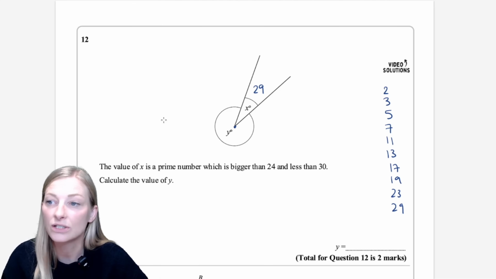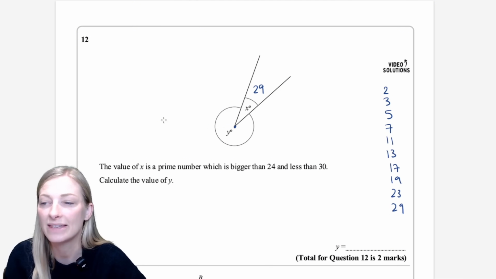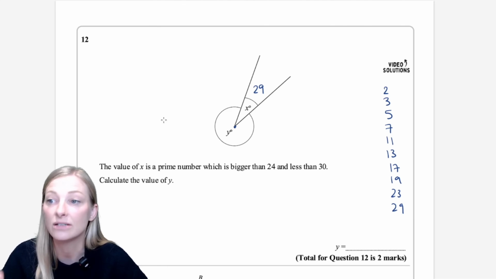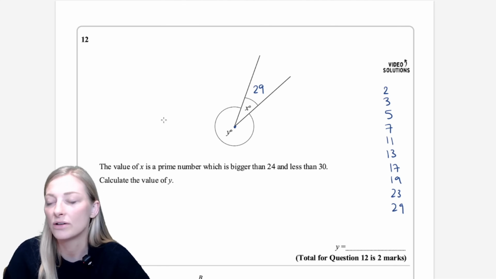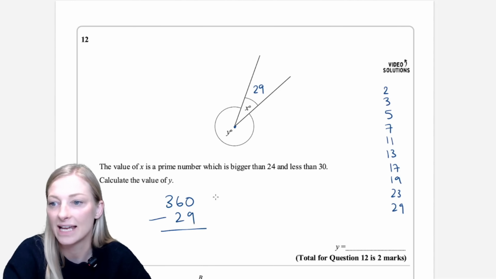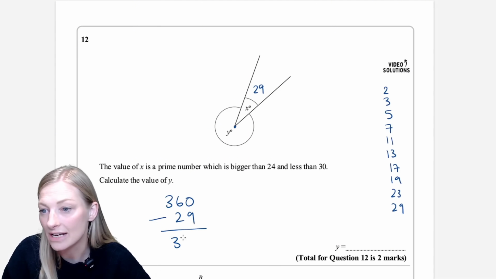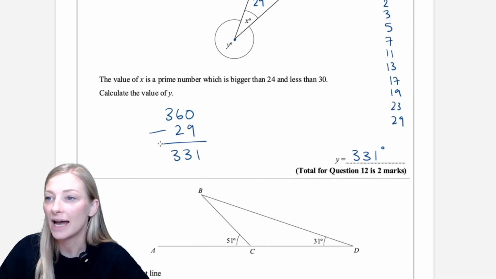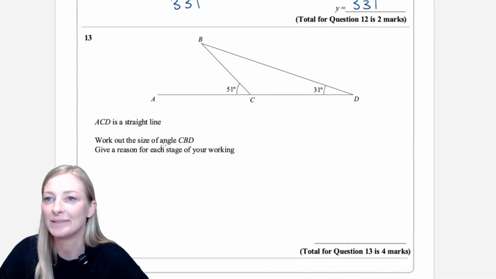I know it looks like a circle, but that's just the way we're labeling the angle. Here there's no reason. It doesn't say, please give a reason. But if it said, give a reason for your answer, we need to say angles around a point. So here I'm going to do 360. I'm going to take away 29 to get the value that's left, and that is going to be 331 degrees. So y is 331 degrees. Angles around a point add up to 360.